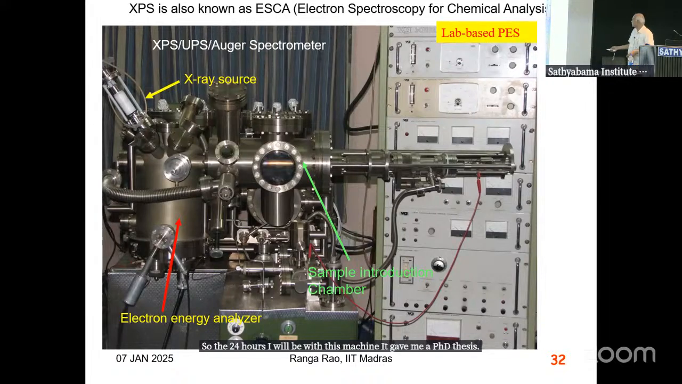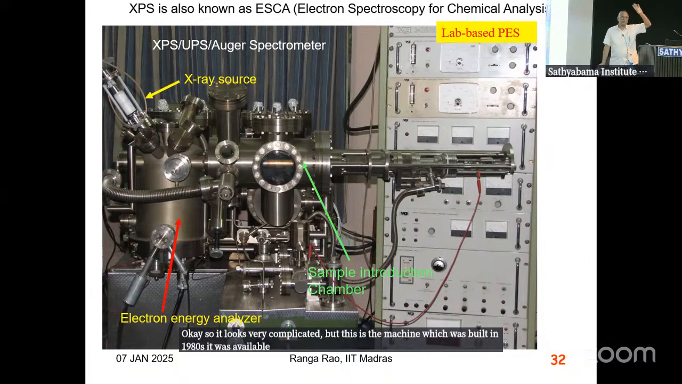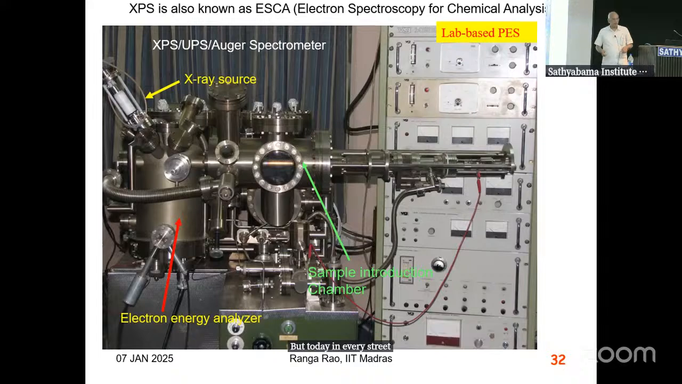Okay. So it looks very complicated, but this was the machine which was built in the 1980s. It was available, and like this, there were about 4 or 5 machines in India at that time. And then there is a book in which they have put a map of India, and they said India has XPS machines. But today in every street there is one XPS machine.